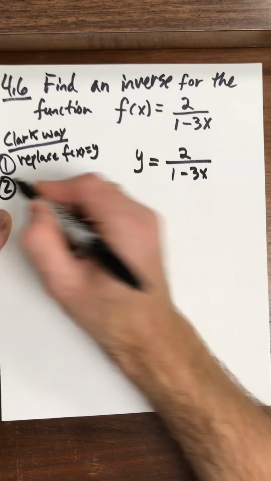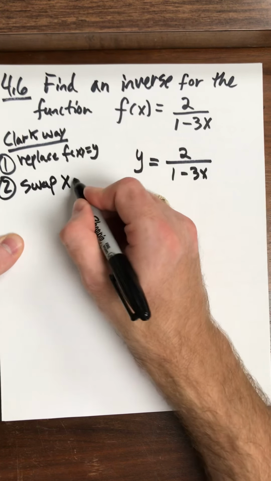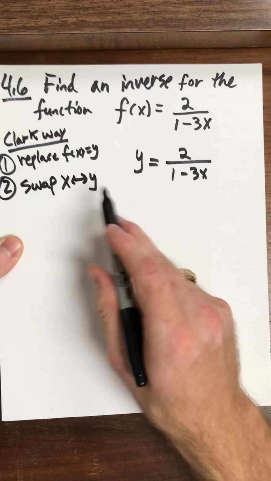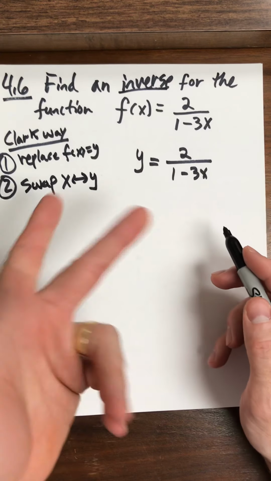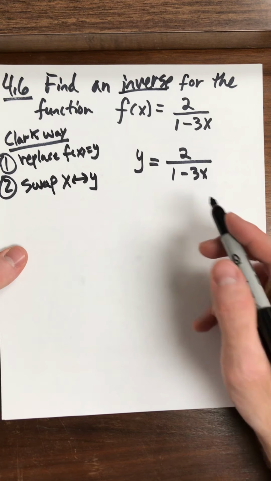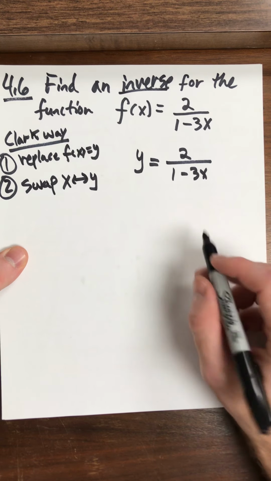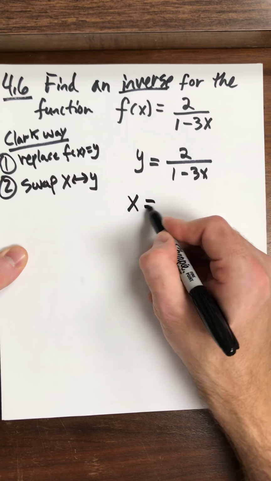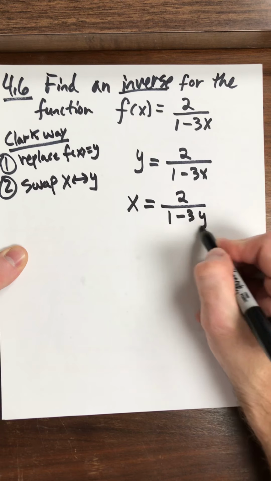Now the second thing I want you to do is swap x with y. So everywhere you see an x, put a y, and everywhere you see a y, put an x. That's the idea of an inverse. We flip x with y, okay? We're reflecting it across the line y equals x. So when I do this, I write x equals 2 over 1 minus 3y.